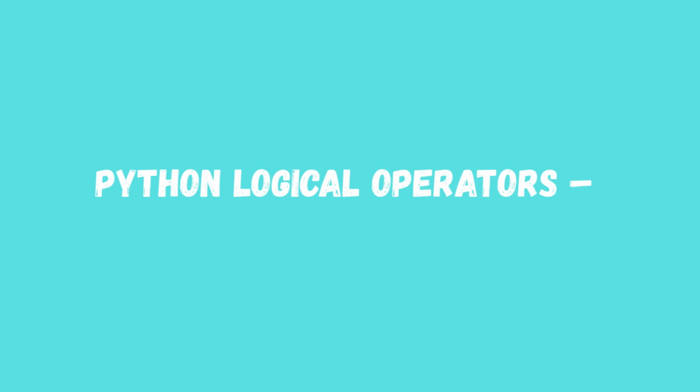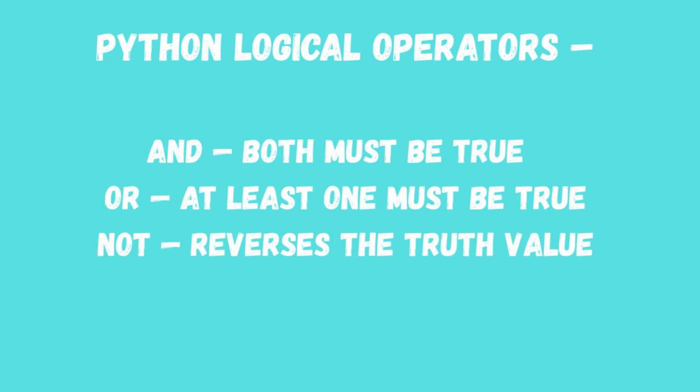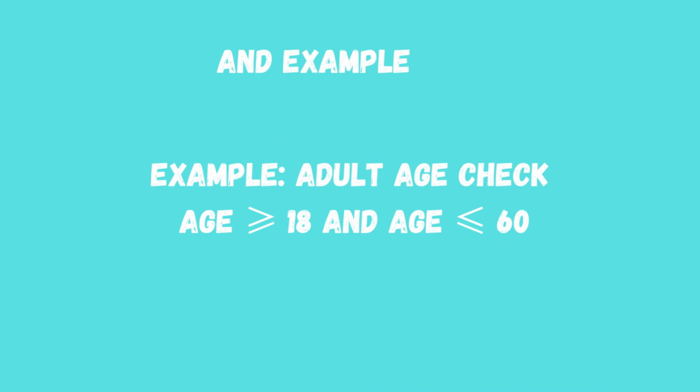All right, we've learned how to write simple if, elif, and else conditions in Python. But sometimes a single condition is not enough. We may want to check multiple conditions together. For that, Python gives us 3 logical operators. They are and, both conditions must be true; or, at least one condition must be true; and not, reverses the truth value. Let's begin with the AND operator.